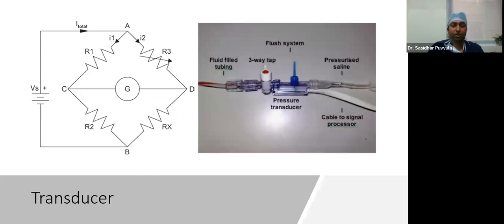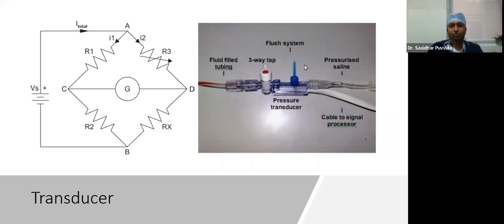Coming to the pressure transducer, this is the basic principle by which a pressure transducer works. It's called the Wheatstone bridge principle. All you have in a pressure transducer is a silicone membrane that has resistors on each of 4 sides. When this membrane is distended or distorted by a pressure waveform, it generates an electrical signal that is carried to the monitor by a cable.